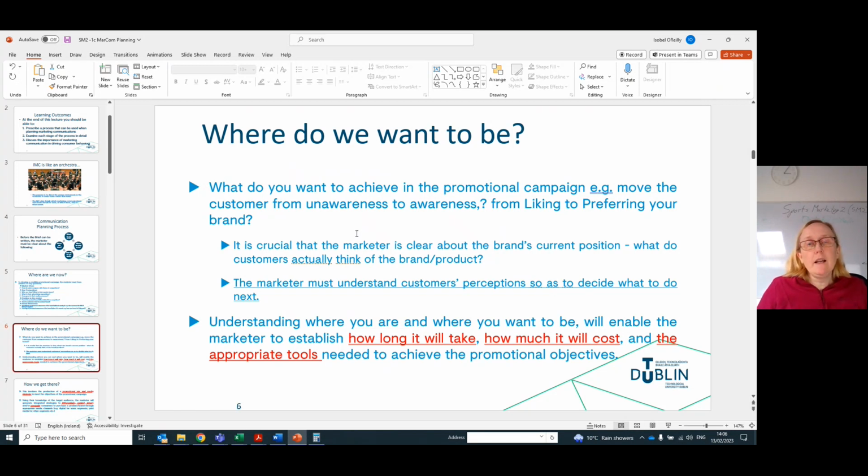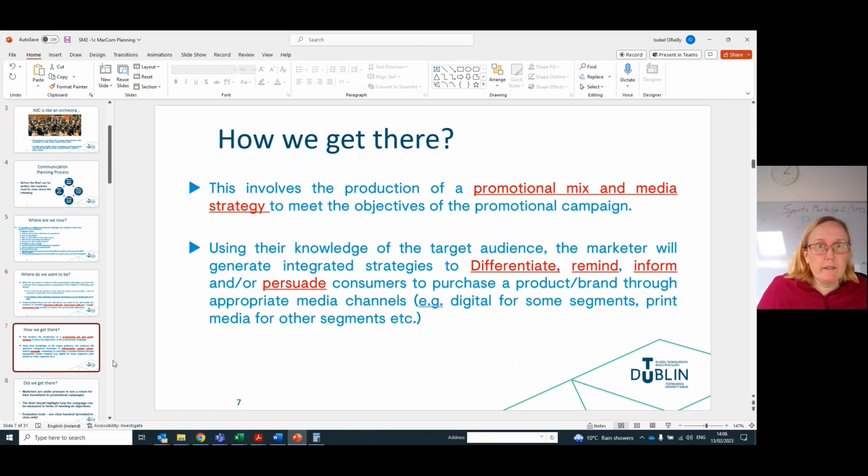You have to get real. You have to know the hard truth. If it's not a well-respected brand, then that's your starting point and that's what you want to work on. Understanding where you are and where you want to be will enable the marketer to establish how long it will take, how much it will cost, and what tools you need to use within your promotional mix.